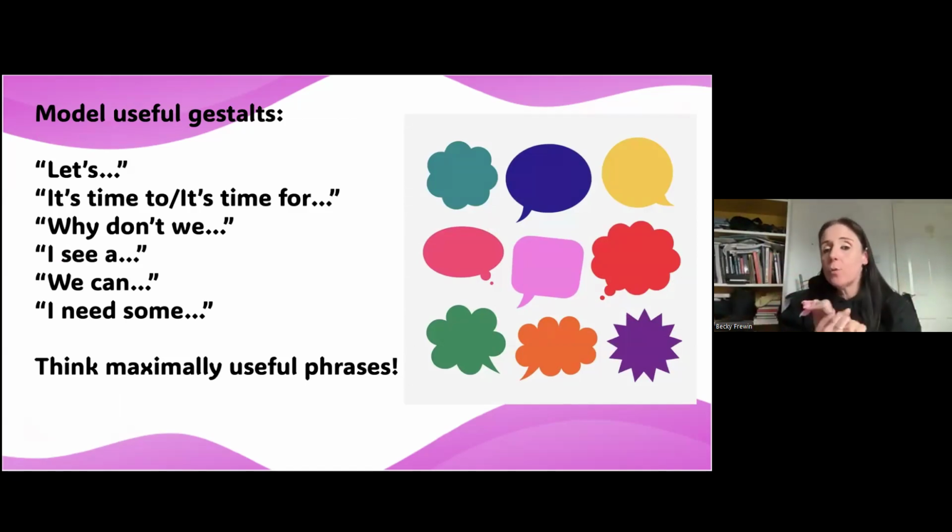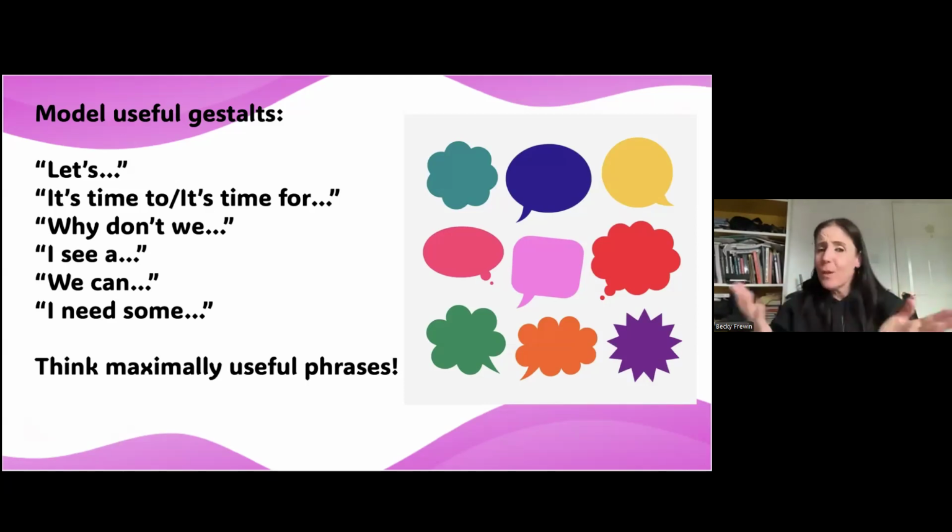It's time to, or it's time for. It's time to have our food, it's time for a book, it's time to go in the garden, it's time for mummy to come and get you. That's a really good one. Lots you can put on the end of that. Why don't we? Again, it's a bit like let's, but in a different way. Why don't we sit down? Why don't we read a book? Why don't we go and change your nappy?